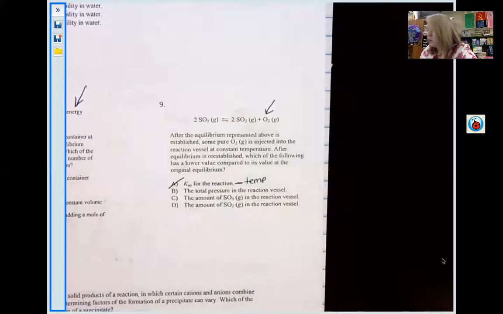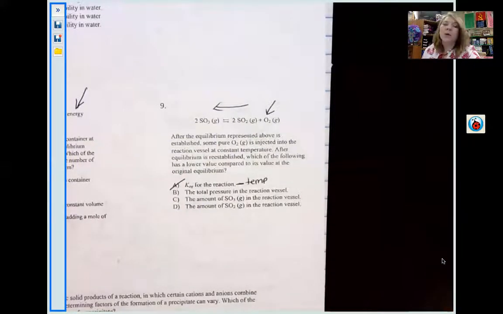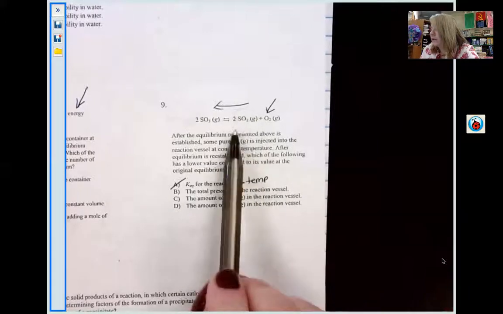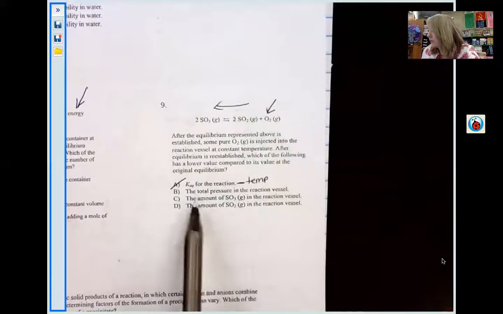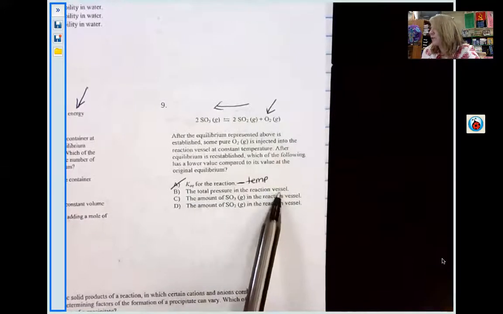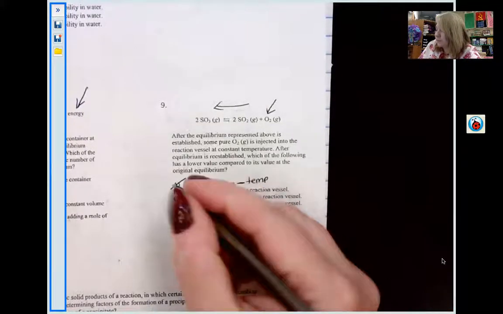The total pressure, that's a tricky one because you just put some O2 in there, right? And it shifted the reaction to this side. And you're like, oh, well, that should be lower because it went to less moles. But do you know how much O2 you put in there? You don't. You could have flooded the system, used up pretty much all of the SO2, but still had a ton of O2 in there. And so we don't know if the total pressure in the reaction vessel was lower than its original amount, just because you don't know how much O2 is in there, okay?